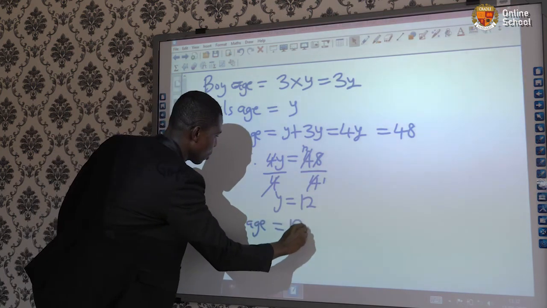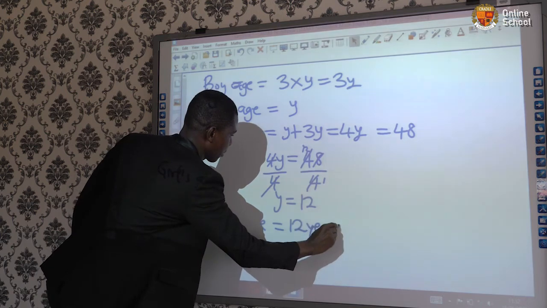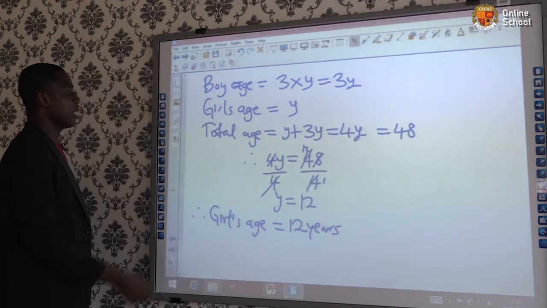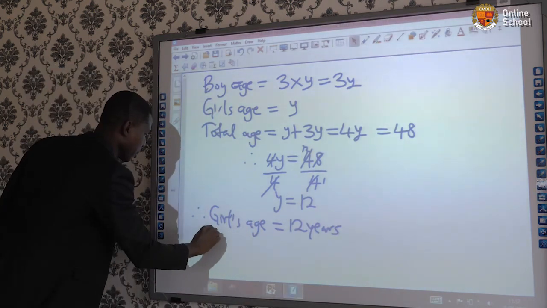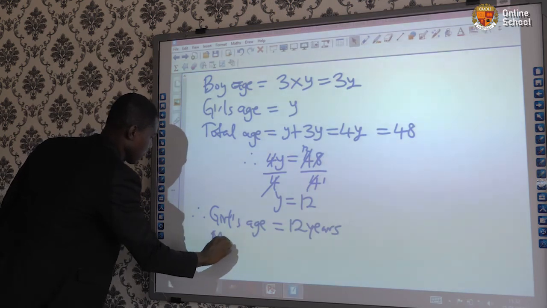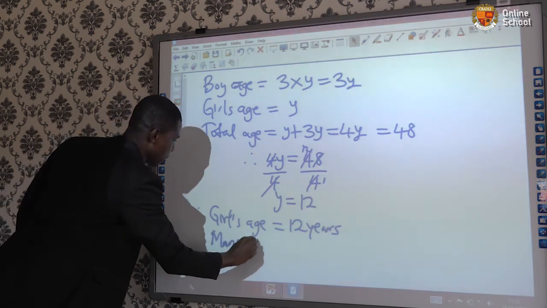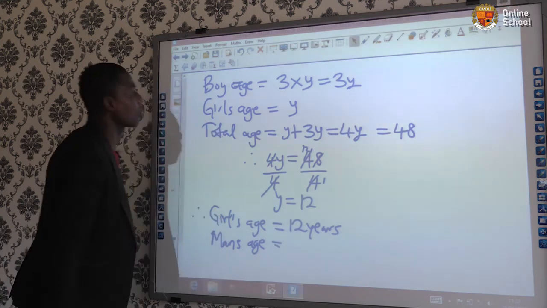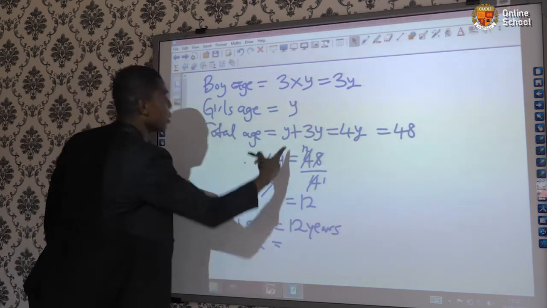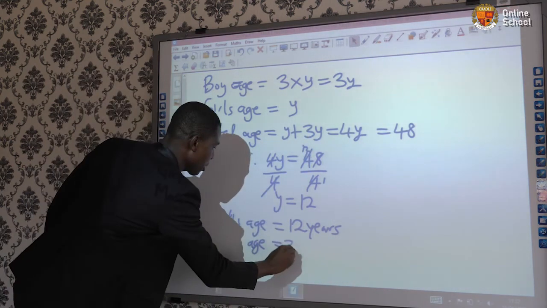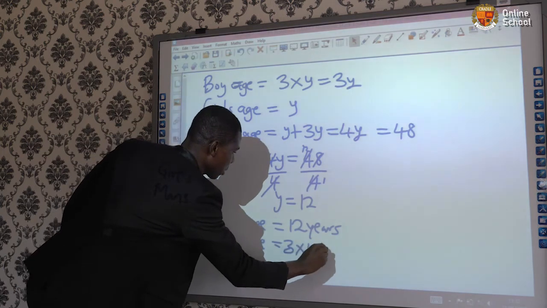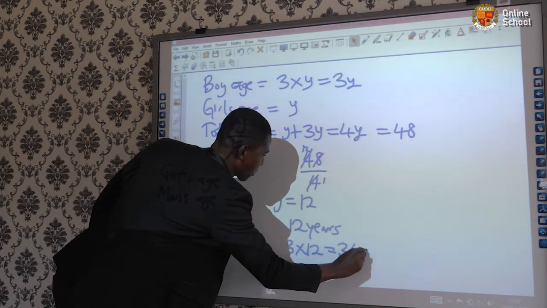Okay? Therefore, girl's age is 12 years. And boy's age equal to 3Y, which is 3 times 12, 36.